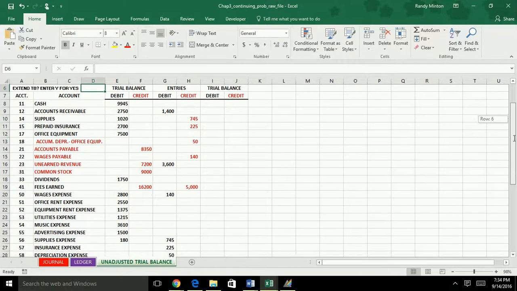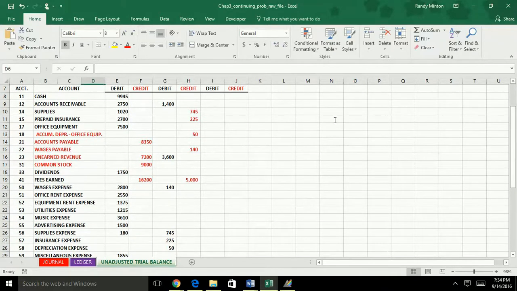And I'll just kind of walk you down so that you can see some of them here. Now, the only one that's kind of an aberration is the fees earned, because we had two entries going into fees earned, so I had to make a little bit of an adjustment in the way that I picked these up. But you can see that there's $1,400 here, $3,600 here, and the total of those is equal to $5,000. Everything else is a one-to-one relationship.